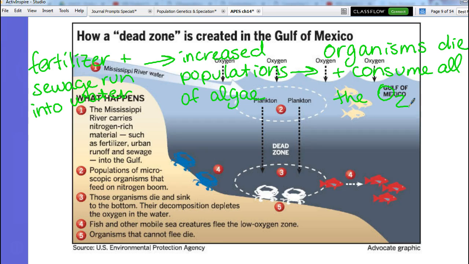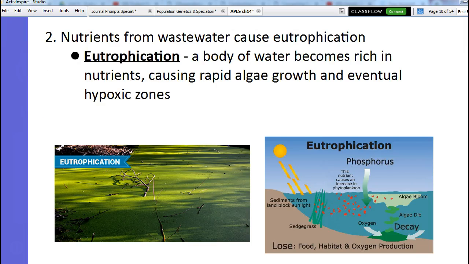So this whole process is called eutrophication, right? You need to know that word for the AP exam. Eutrophication is a very important word. We're going to write the definition down in a second. So eutrophication is when a body of water becomes rich in nutrients, causing rapid algae growth and then eventually dead zones or hypoxic zones.